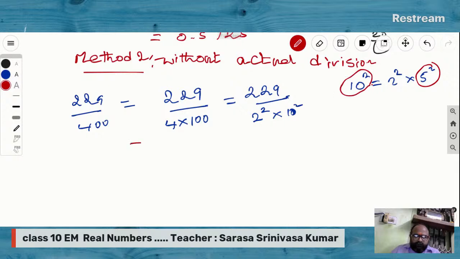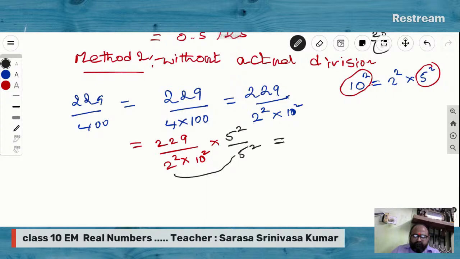So this is equal to 229 by 2 square multiplied by 10 square multiplied by 5 square by 5 square. So combining these two, what we get? We get the form 10 square. So 229 multiplied by 25 by 10 square multiplied by 10 square.